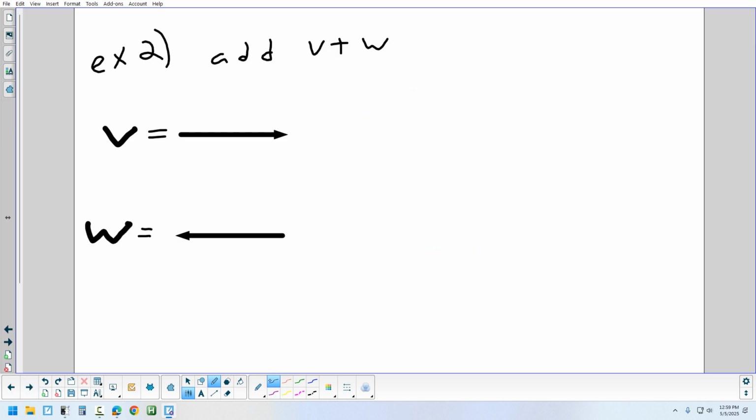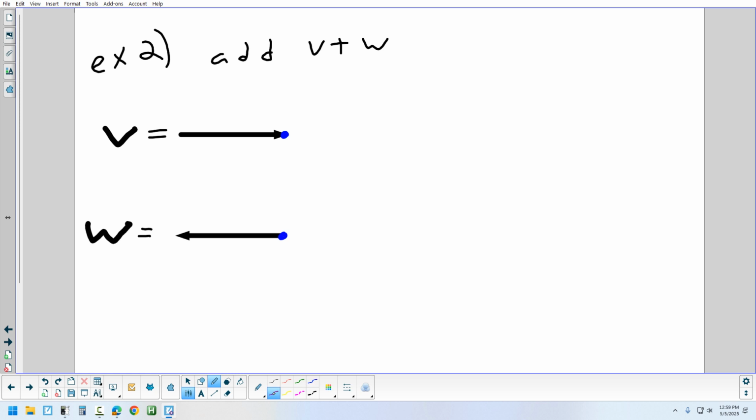What do you think is going to happen when we add these together? Cancel. Yeah, they're going to cancel out. So here's the end point of V. Here's the start point of W. You're supposed to line those two blue dots up. You can't. Well, you can, right? You can line them up.